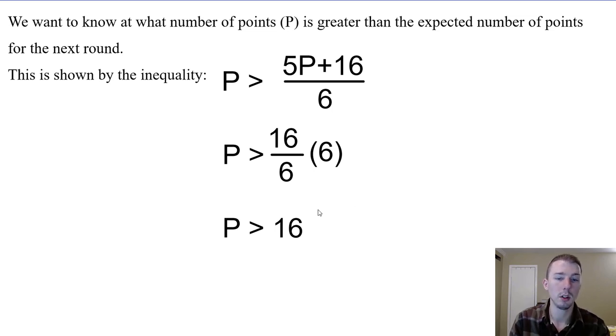So whenever the number of points you have is greater than 16, that's when we optimize our strategy. Whenever you have more than 16 points, then the expected number of points you would have from the next round by playing again is less than the number of points you have right now, and so you should stop playing. So anytime that you get up to 16, you should stop. And in the long run, this will be the optimum strategy, the best strategy.